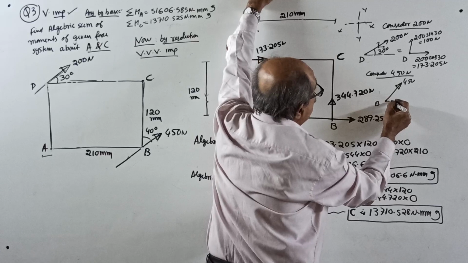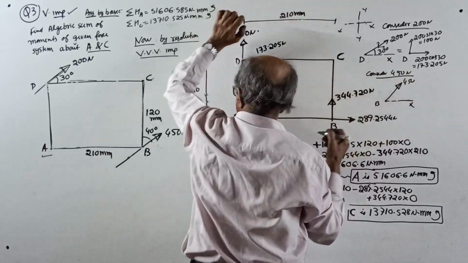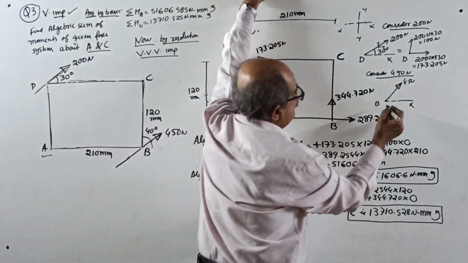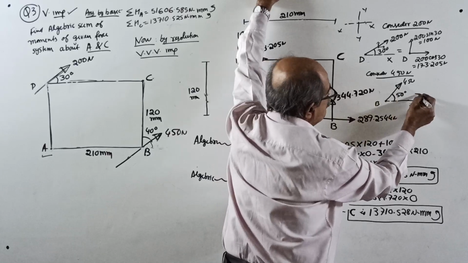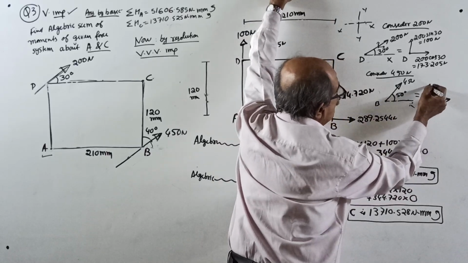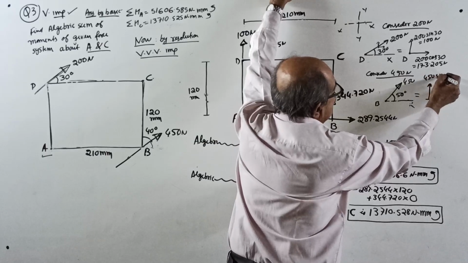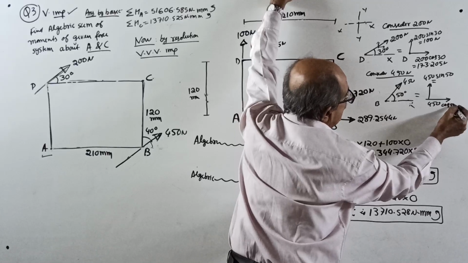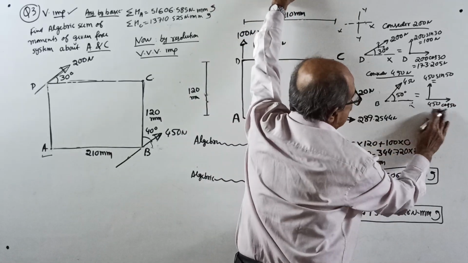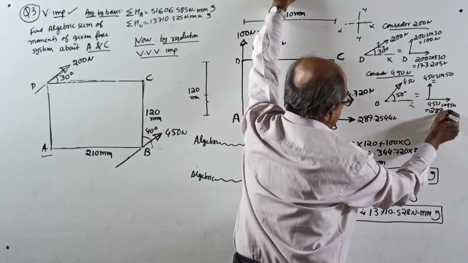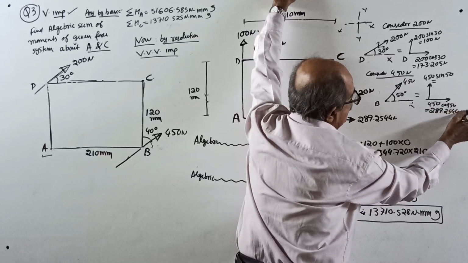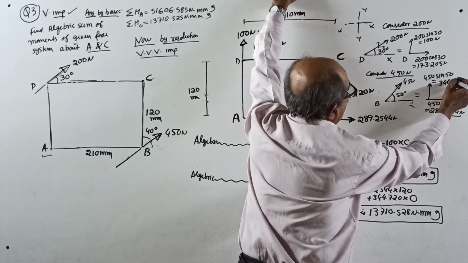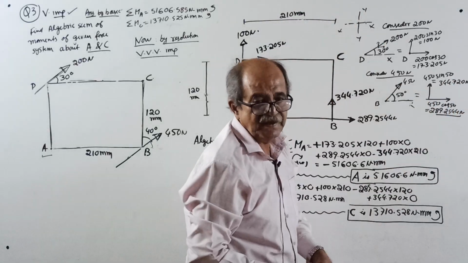I told you we want the angle with XX, the nearest angle. This is 40 degrees, but we want this angle. Therefore, it is 50 degrees. I should not waste time on this one. So, the X component and Y component: 450 sin 50, and this is 450 into cos 50. 450 cos 50 will be equal to 289.2544 Newton. This will be 344.720 Newton.